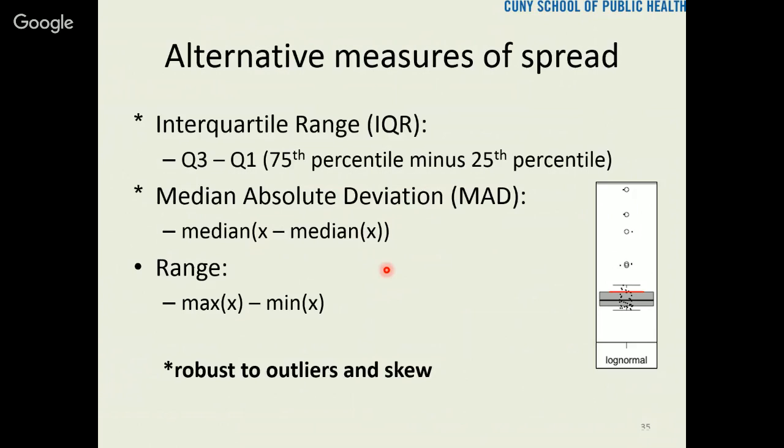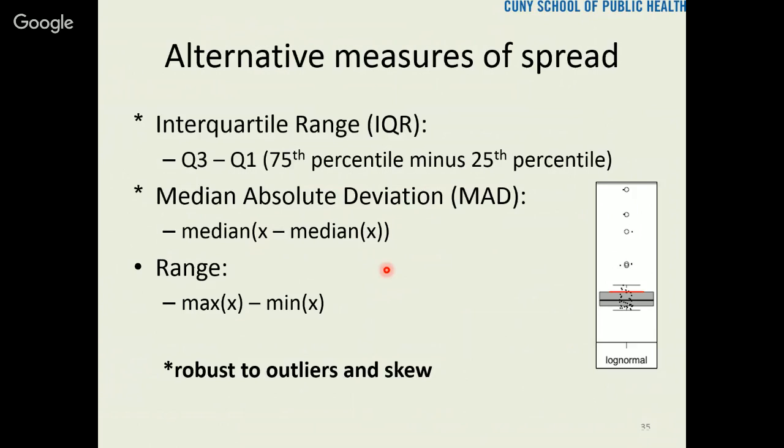So for everyone, you calculate that absolute value of how far they are from the median, and then you calculate the median of all of those. So that's a robust alternative to the standard deviation that has about the same amount of spread for a normal distribution.